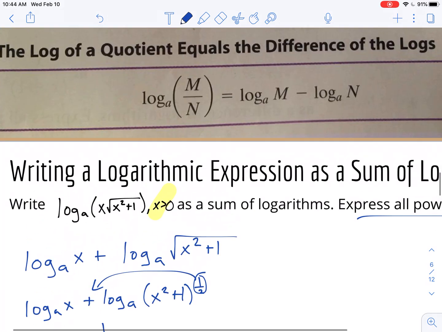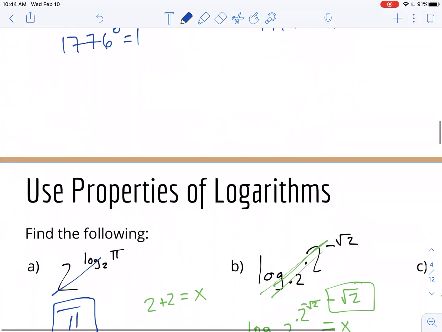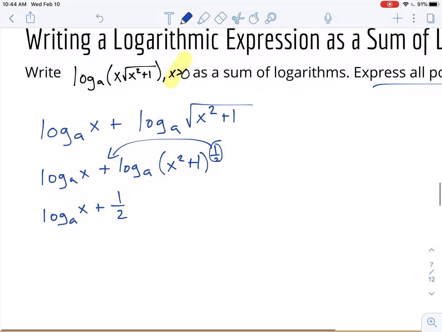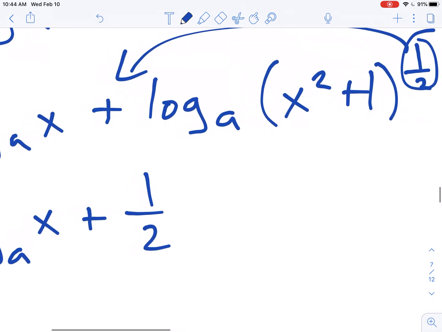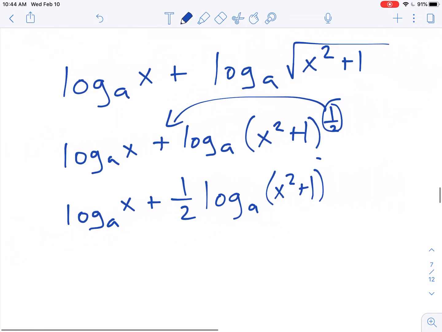This is from what I had to scroll up to. This was our second slide where the log base a of something to a power is equal to that power times the log base a of that item. So I can go through and say I've got 1/2 times the log base a of x squared plus 1. And this is where it stops.